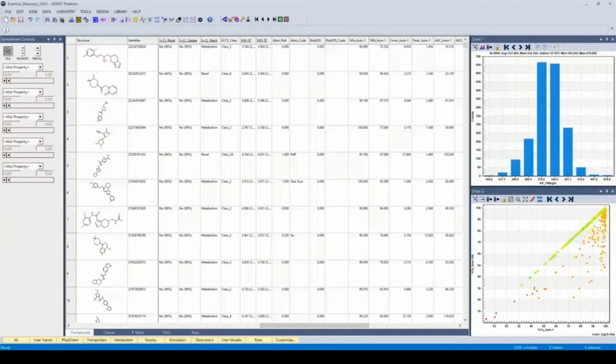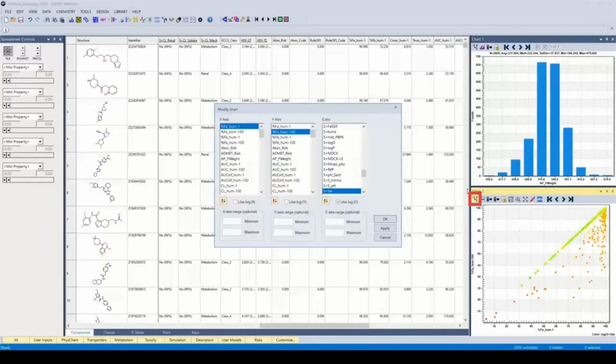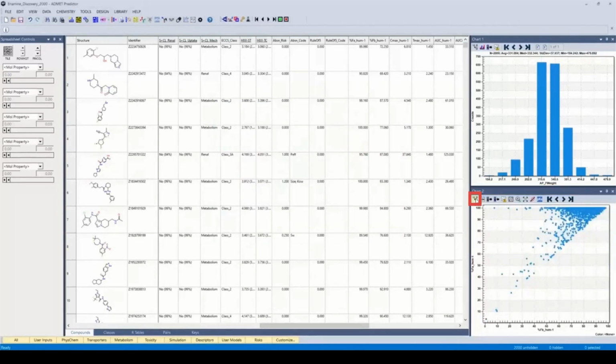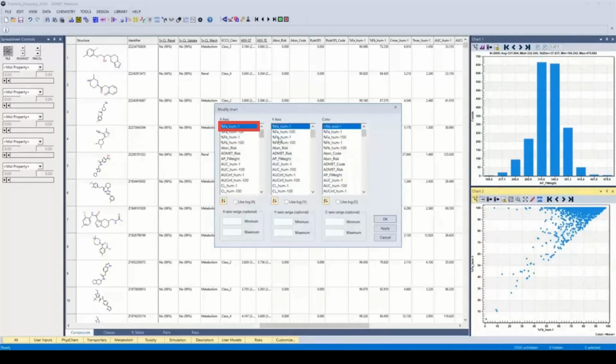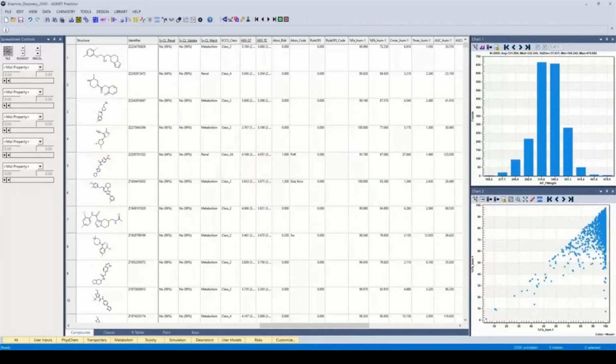So that's, again, a pretty interesting analysis that we can do. We can also show percent FB as a function against percent FA. Again, we're not going to color by anything at this point. And actually, we want the reverse. So percent FA at 1 milligram versus percent FB at 1 milligram, and off we go.